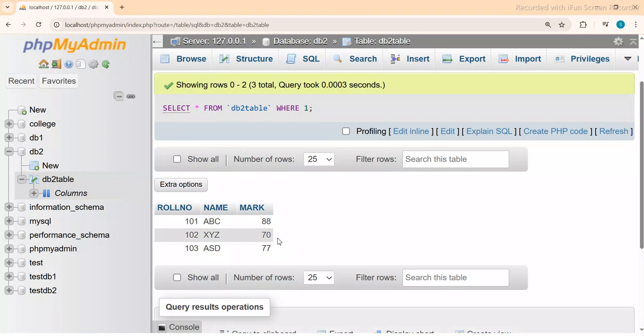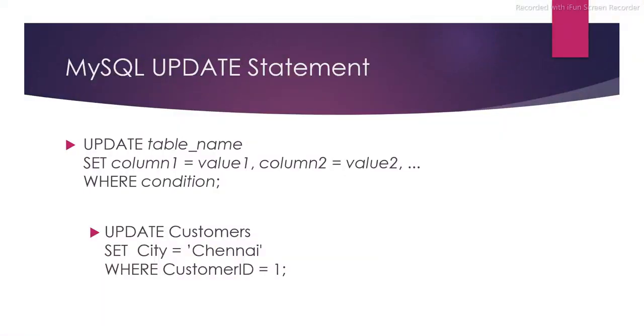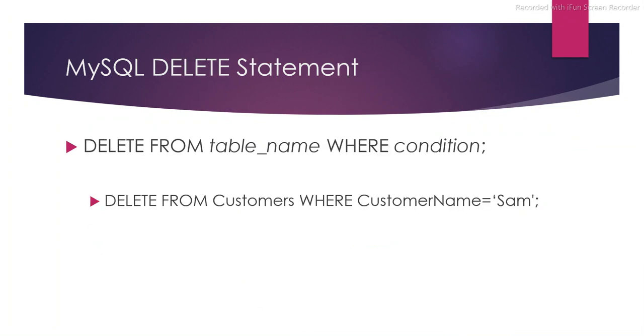You can update any information, like I want to update the name where roll number equal to, or I want to update the mark where roll number, or I want to update the roll number itself, that is also possible. Anything you can update. So that is the purpose of the update command.